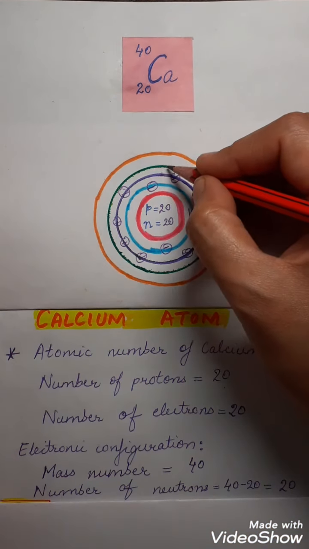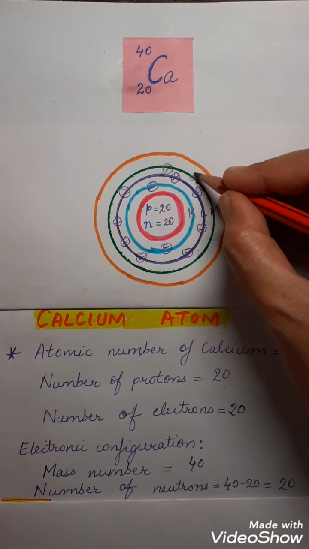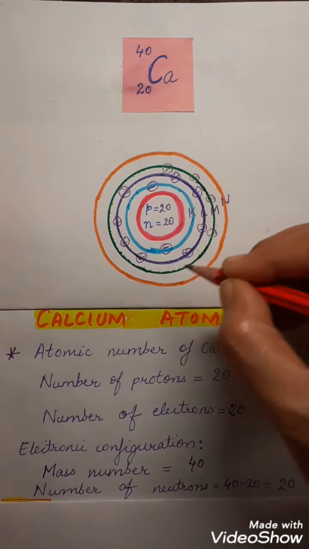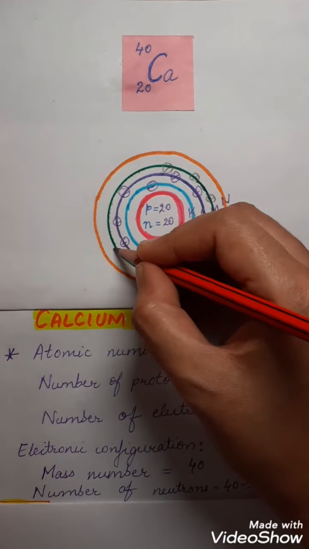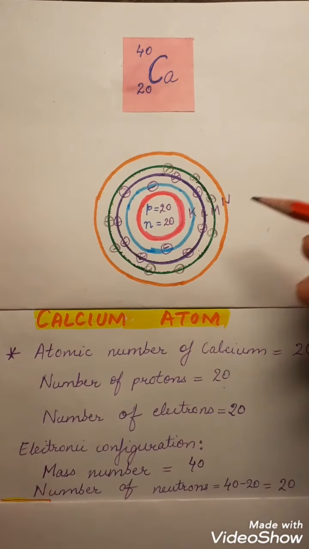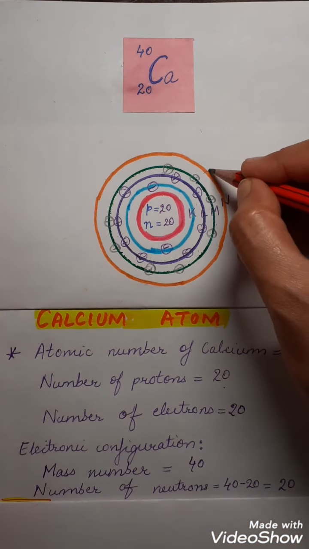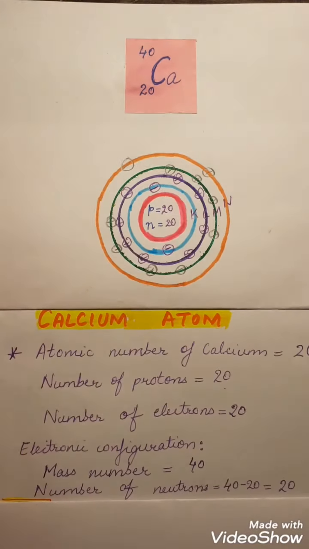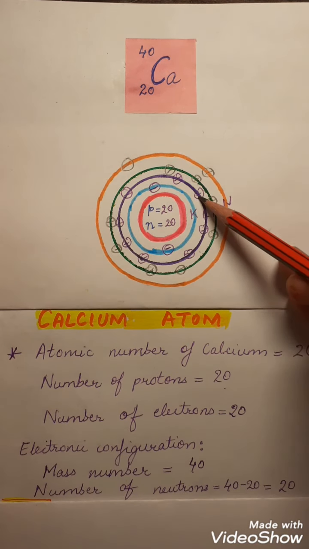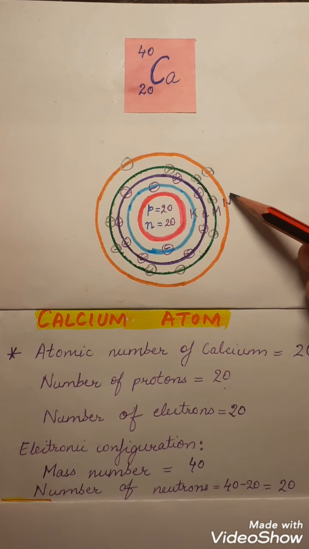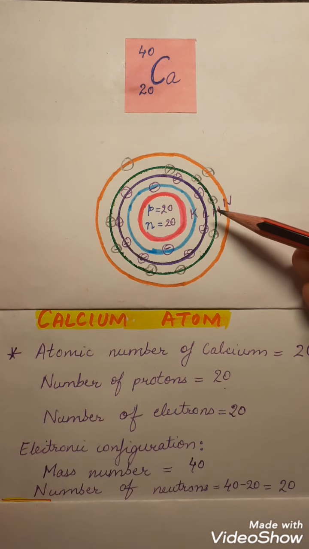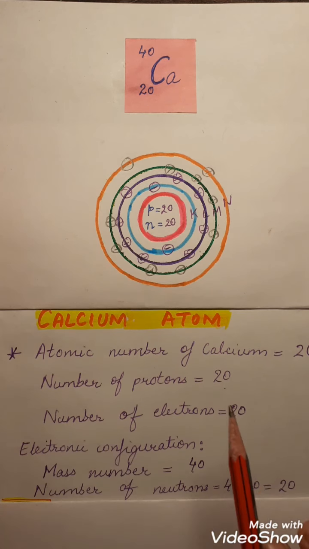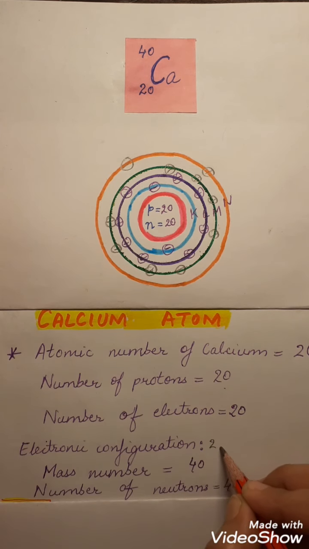So how many will the M shell have? It will have 8 electrons, 3, 4, 5, 6, 7, 8. So 8 electrons in the M shell and the remaining 2 electrons in the N shell. So the total will be 2, 8, 8, 2. How many electrons? It will be 20 electrons. The total number of electrons in the calcium atom is also 20. So what will be its electronic configuration? It will be 2, 8, 8, 2.